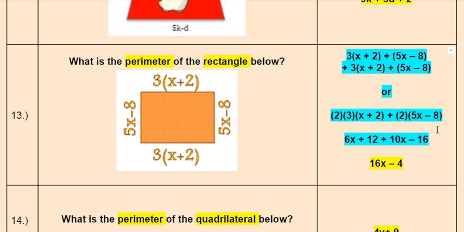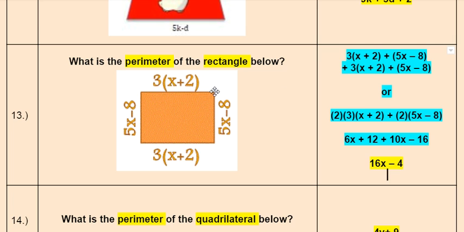So if we do that, you can see we have a distribution thing here, right? 2 times 3 is 6 times x is 6x, and 2 times 3 is 6 times 2 is 12. So this whole ugly looking thing over here becomes 6x plus 12, plus 2 times 5x is 10x, and 2 times 8 with a minus in front of it is minus 16, right? Now we can combine our like terms. We have 6x's and 10x's makes 16x. 12 constants minus 16 constants gives us minus 4.